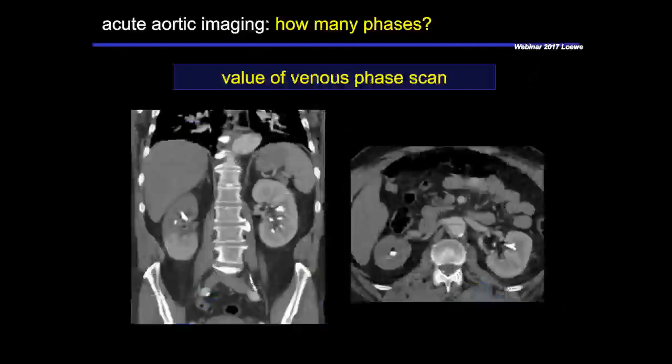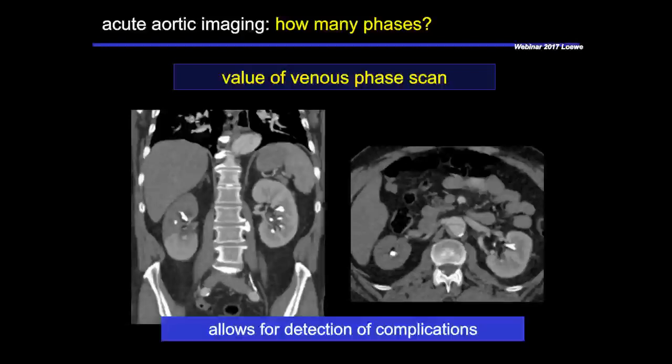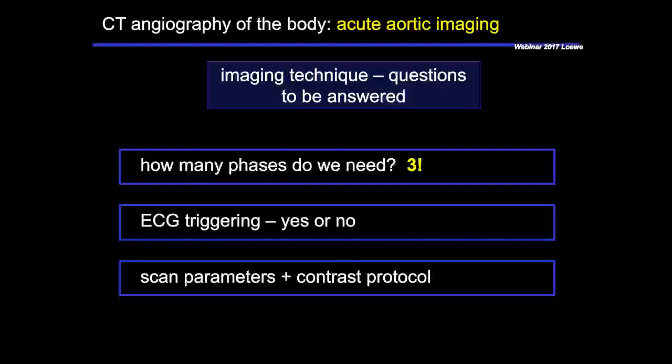Personally, I'm really a friend to add even a venous phase scan, even if the question is just for aortic disease, because it gives you a very good impression about the possible problems at the end organs, some malperfusion or complications, and you can even get some information about the flow situation within the true and the false lumen in case of acute aortic dissections. So I'm really in favor to use three contrast phases, including native, arterial, and venous phase scan in patients suffering from an acute aortic syndrome.